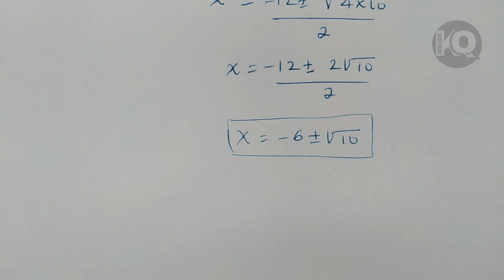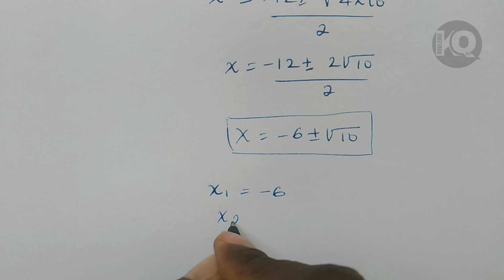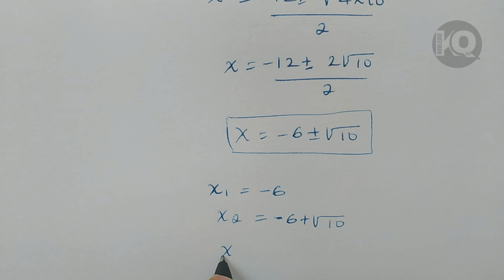So our final solution is x1 equal to minus 6, x2 equal to minus 6 plus the square root of 10, and x3 equal to minus 6 minus the square root of 10.